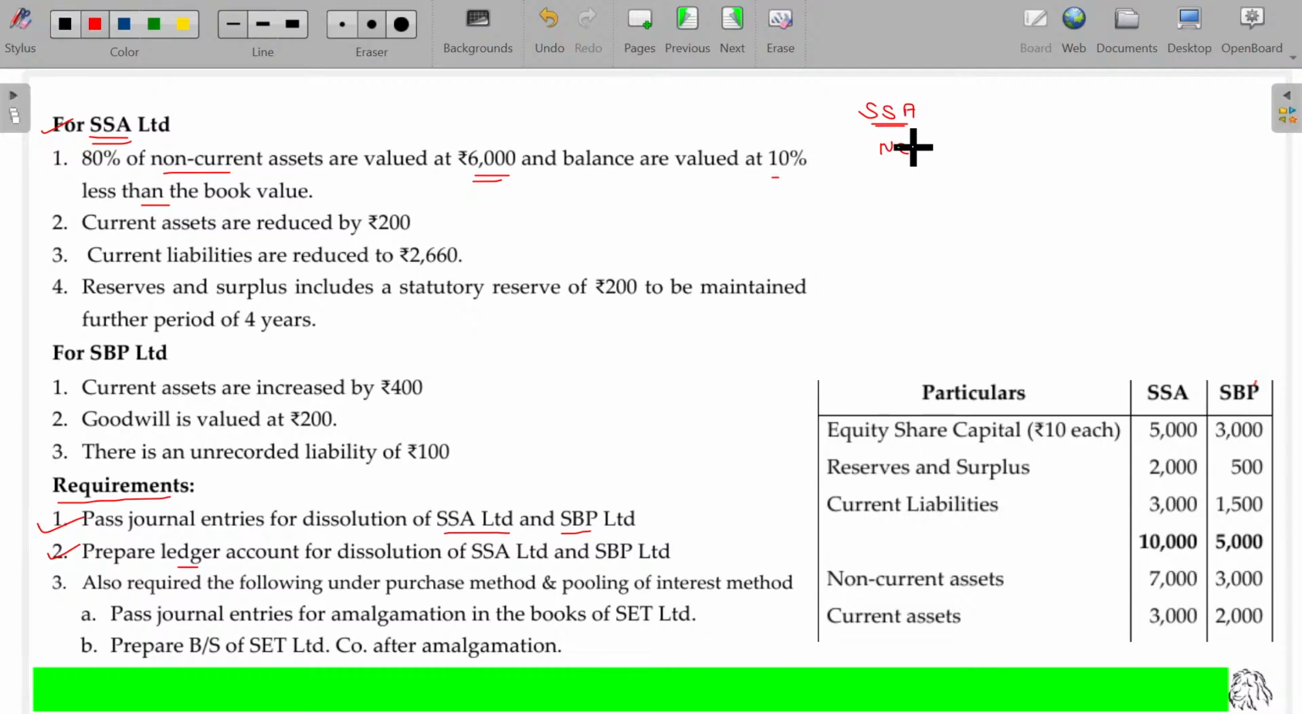So the non-current assets of A being 7,000, where 80% is 5,600. This one is valued at ₹6,000. The balance 20%, 1,400, valued 10% lesser, 140 lesser, is 1,260. Am I right? So the new value being 7,260. So the non-current assets are valued at ₹7,260.